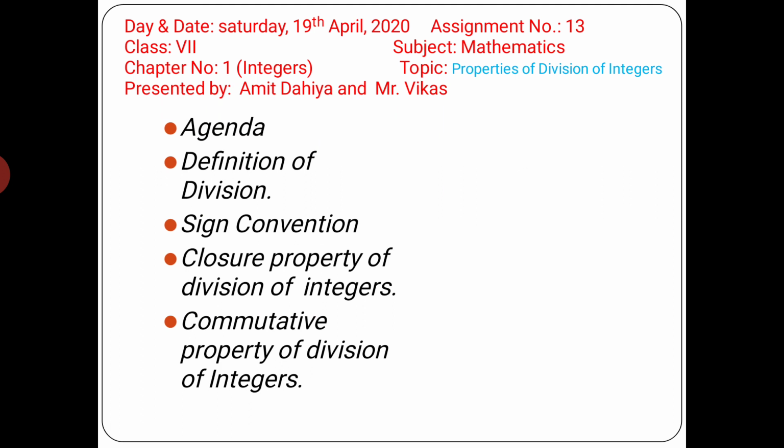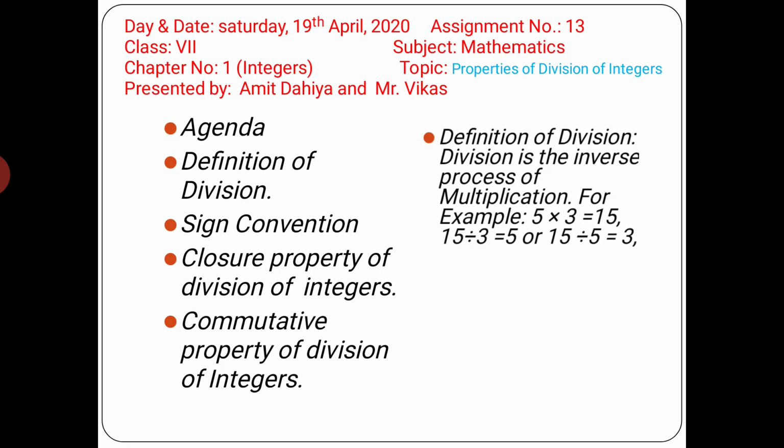First of all, we discuss the definition of division. What do you mean by division? Then the sign convention during division, and the properties: closure, commutative, and associative properties. What are the sign convention and the closure property of division of integers, and the commutative property of division of integers?